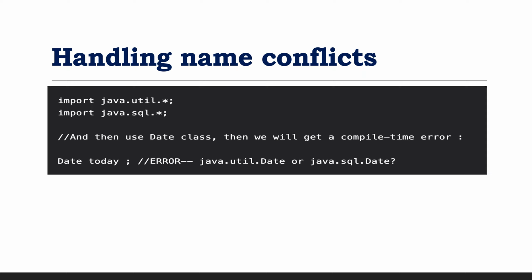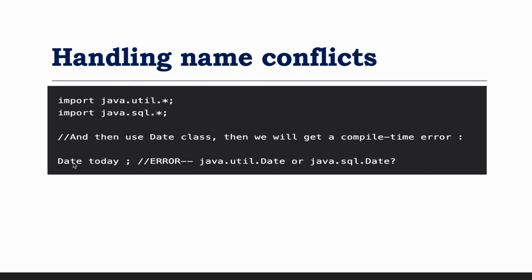Now let's see one of the major advantages of using packages, which is handling name conflicts. How can a name conflict occur even with the Java classes? In Java there is a class called Date that belongs to two packages. The Date class is available in the java.util package and also in the java.sql package.